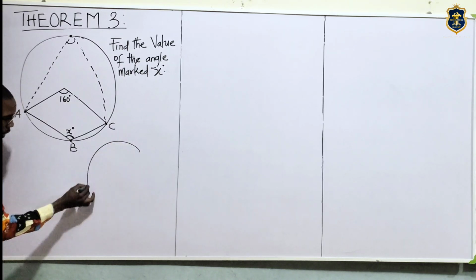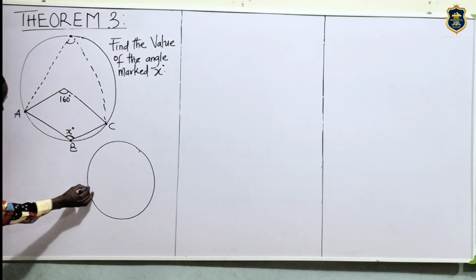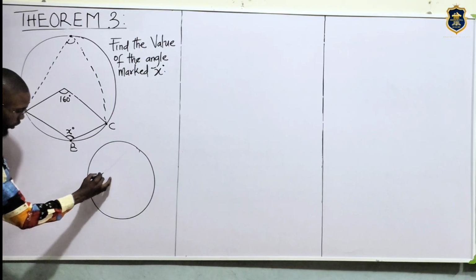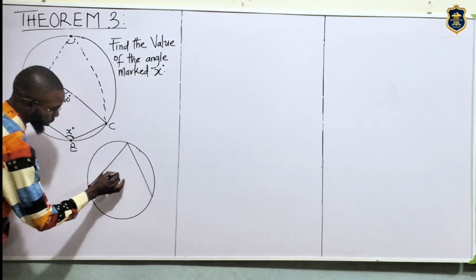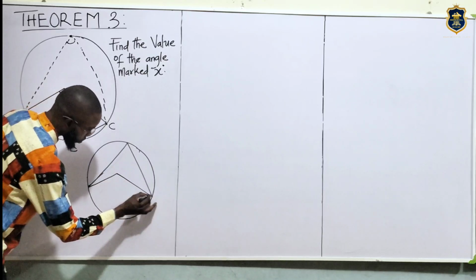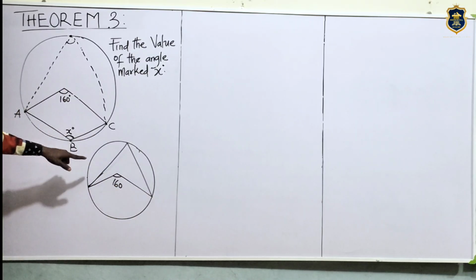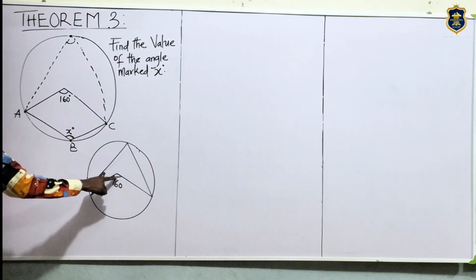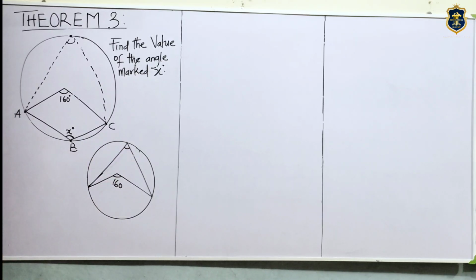Let me draw another triangle to buttress what I mean. So look at this, this is our imaginary angle, right? And we have another one here, like this. And here is 160. You see that we have gone back to our rule 2 that we were treating before. We said the angle at the midpoint is twice the angle at the edge. Remember that theorem we did?